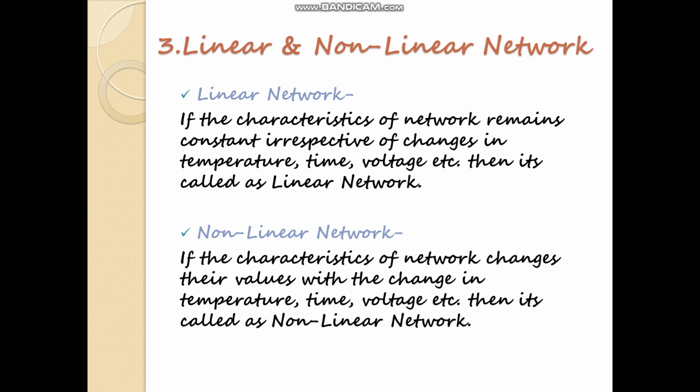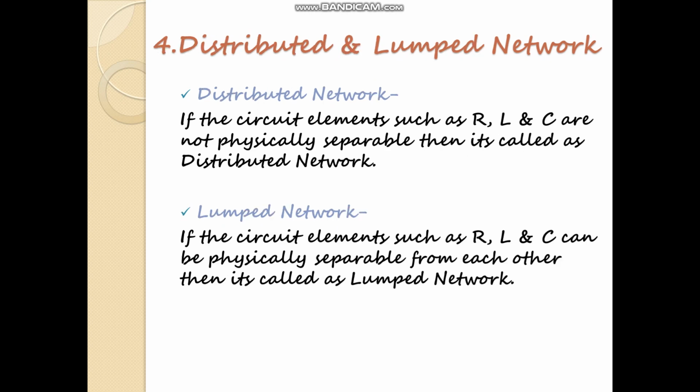Third type is the linear and non-linear network. If the characteristics of a network remain constant irrespective of any change in temperature, time, voltage, etc., then it's called a linear network. And nonlinear network means the characteristics of the network change their values with respect to temperature, time, voltage, then it's called a nonlinear network.